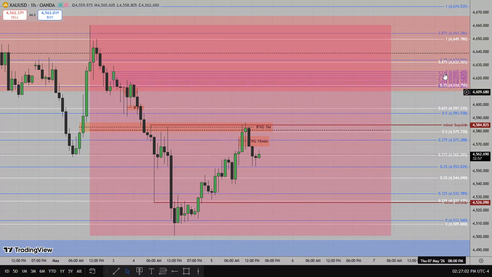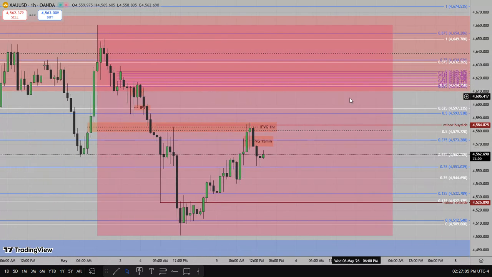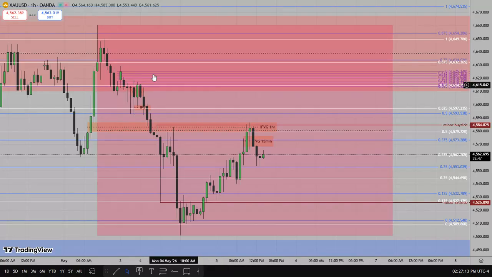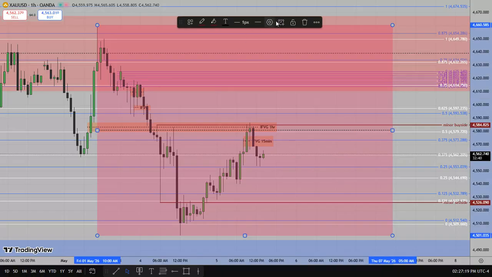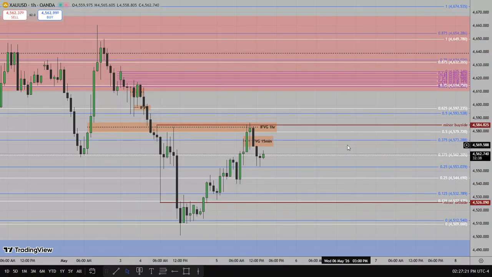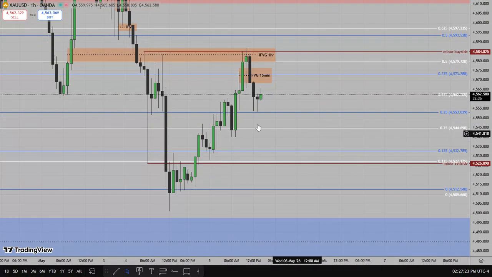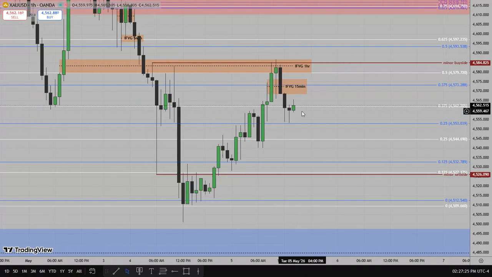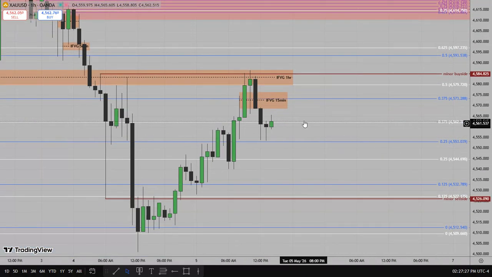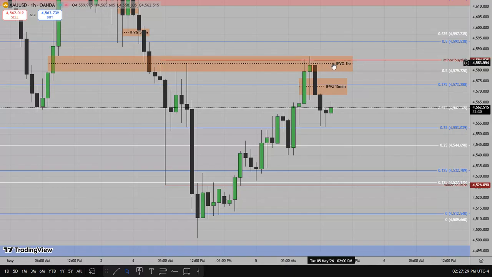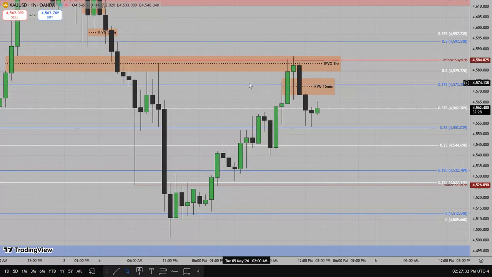Don't mind about this here. So focus on the center here, the consequent encroachment that was there. That's the equilibrium of this dealing range. That's a very, very important level. Remember I said about the consequent encroachment of these PD arrays. That's very important. So we have this 1 hour BC being used as an inversion fair value gap.